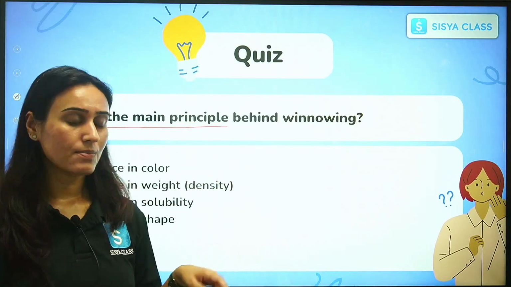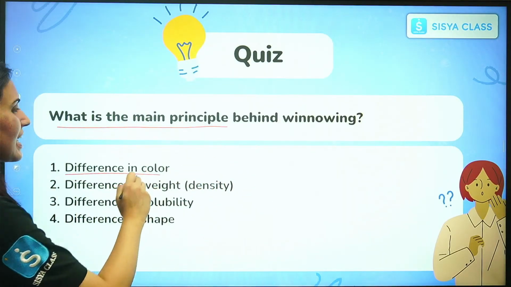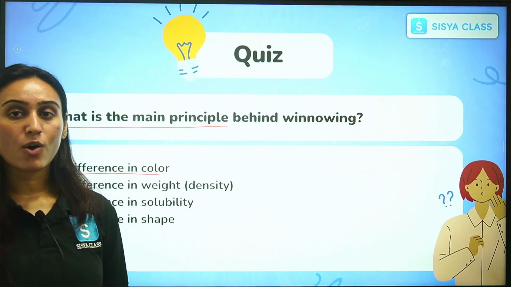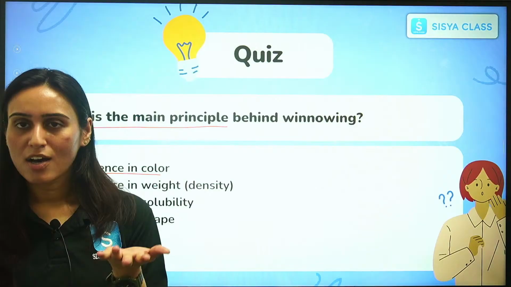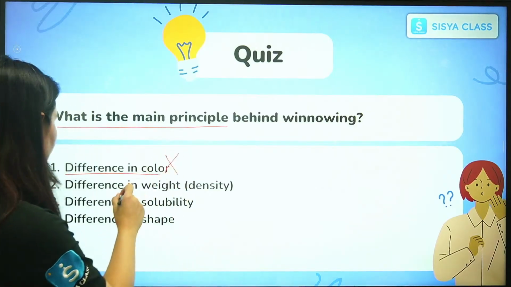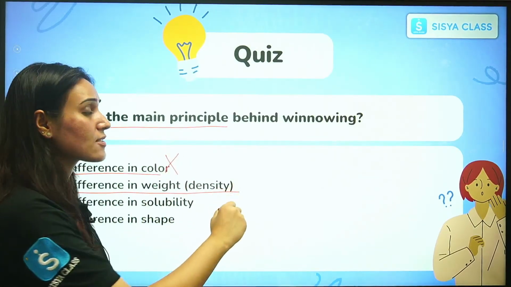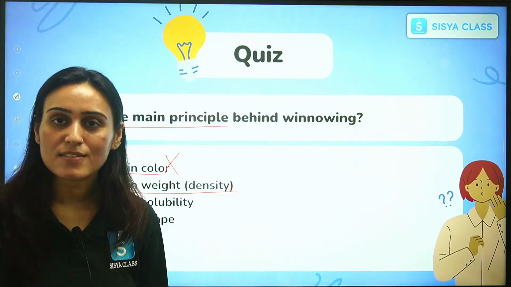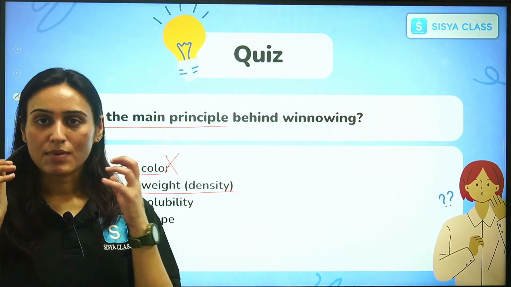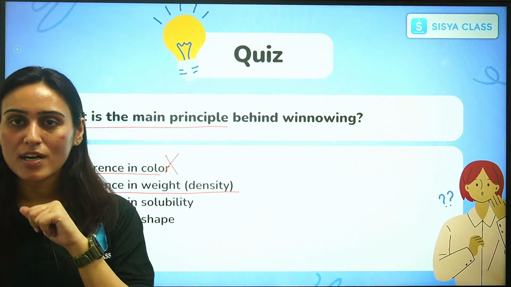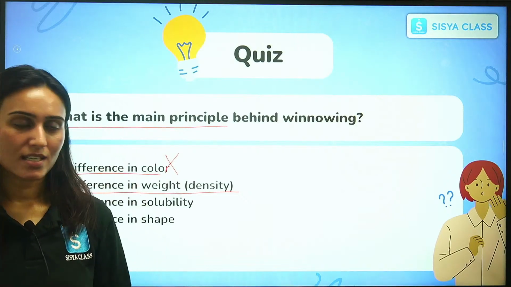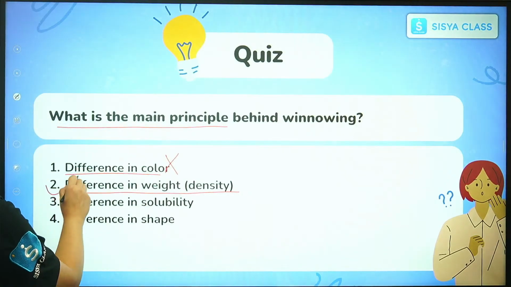So what is the principle we have used? Is it difference in color we are using here? How will the wind identify that there is a difference in color in your two components? Obviously not. Are we using the difference in mass, weight, or density here? Yes, we are. The difference in mass, because the lighter components can blow away and the heavier components will fall down. We're using that method only, right? So this is for sure option B.